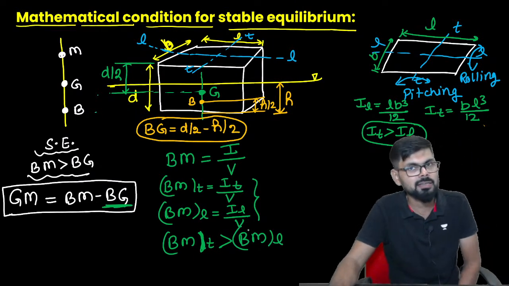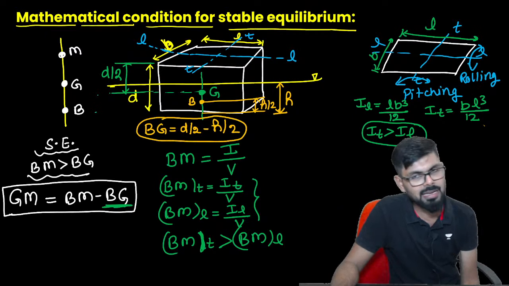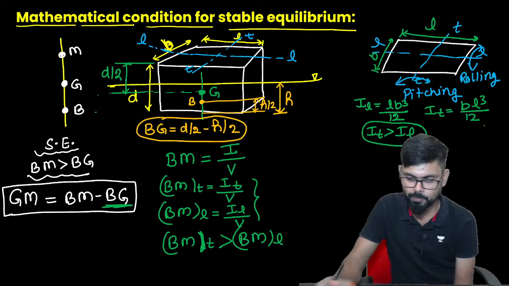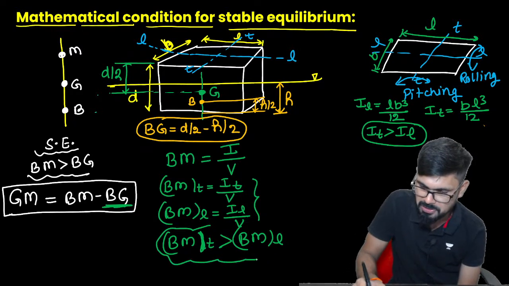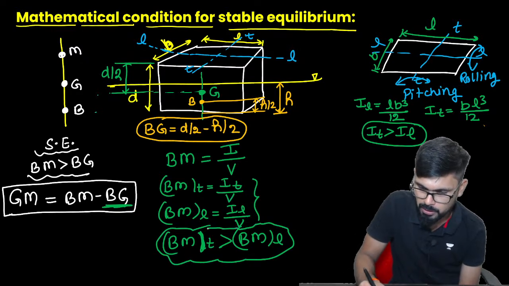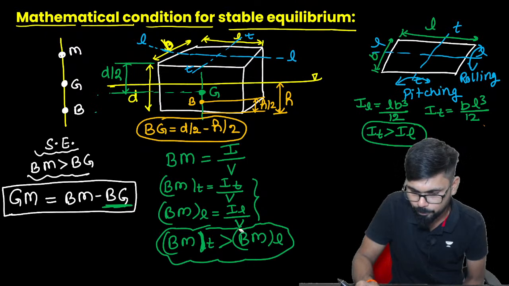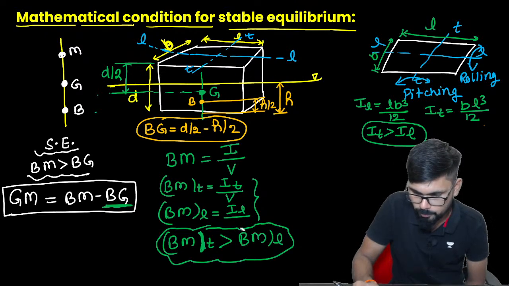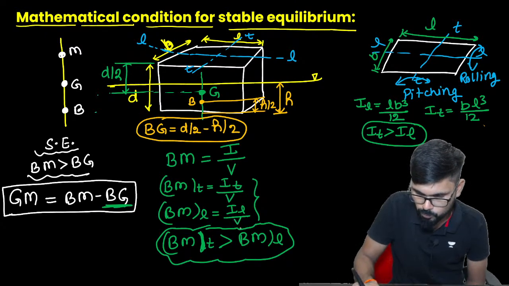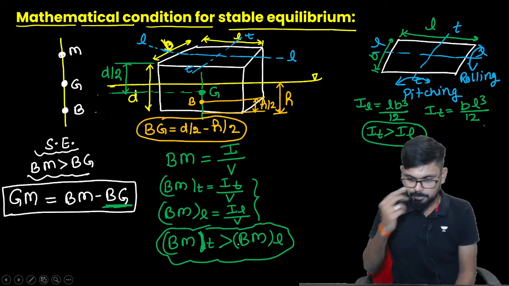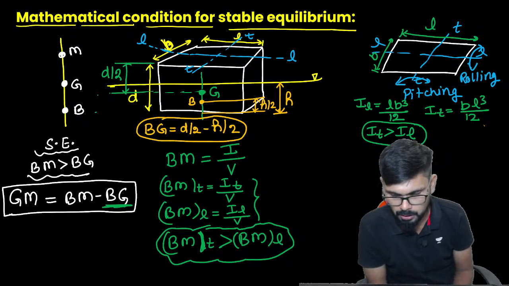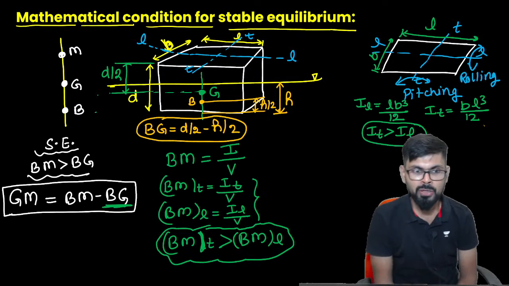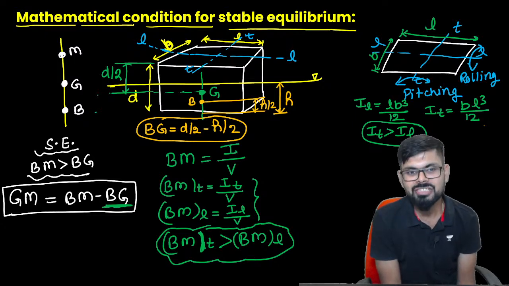This point is clear? If anyone has any confusion, just let me know. You need to know this point, otherwise you will make a mistake in solving the problem. Clear? BM of the transverse axis is greater than BM of the longitudinal axis.